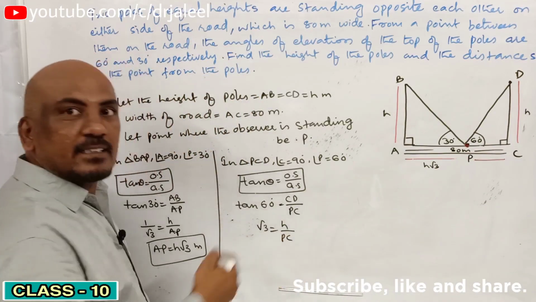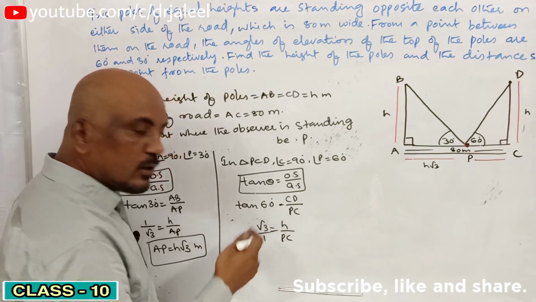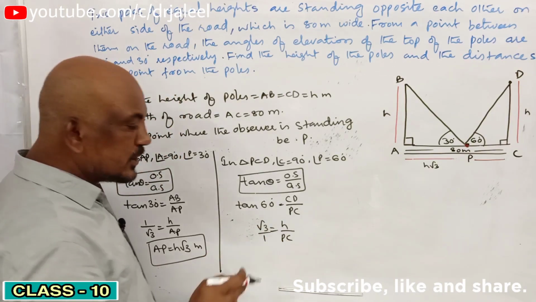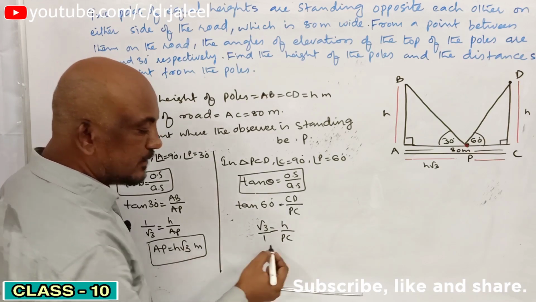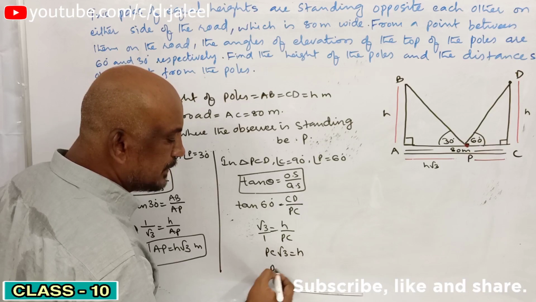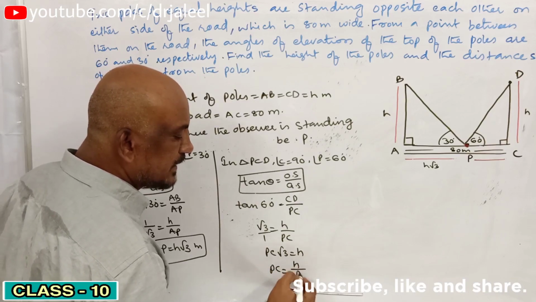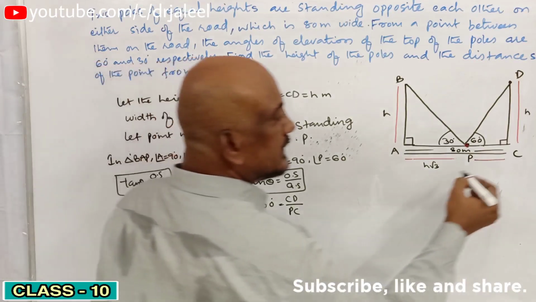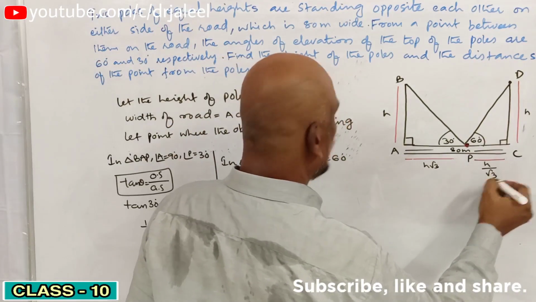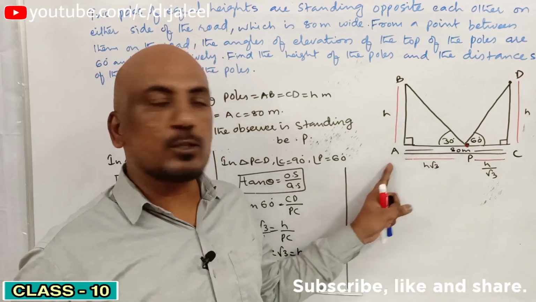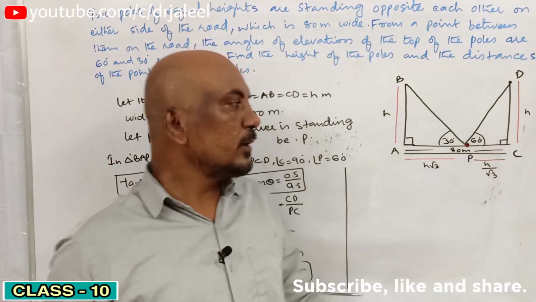So children, what do you get when you cross multiply? You get PC root 3 is equal to H. So PC is equal to how much, beta? H by root 3, when root 3 goes to that side. So this is H by root 3. So you found the distance from A to P and the distance from C to P.